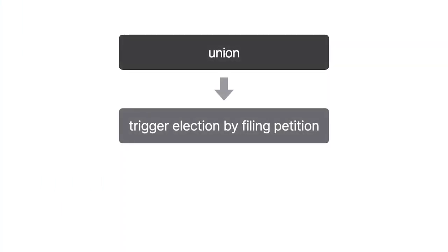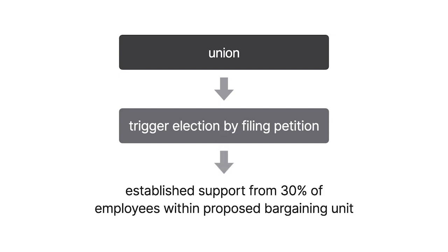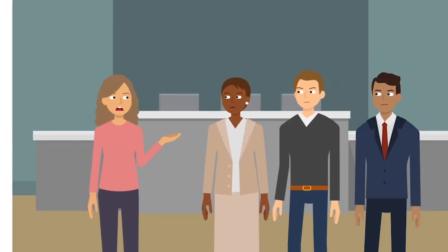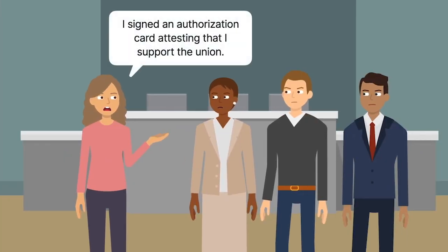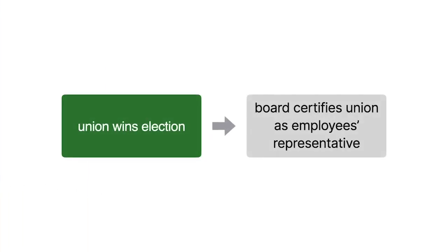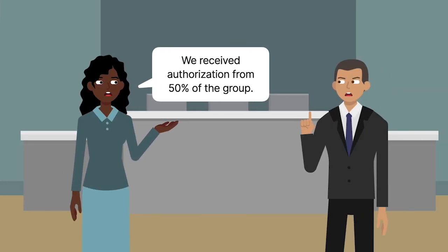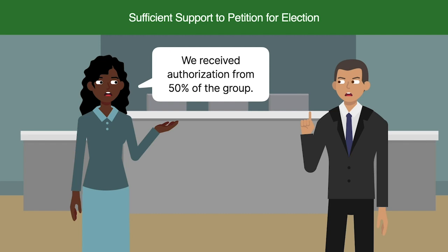The union here could trigger an election by filing a petition with the NLRB once it established support from at least 30% of employees within the proposed bargaining unit. Generally, employees show interest by signing authorization cards attesting that they support the union. If the union wins the election, then the board will certify the union as the employees' representative. The union in our example had sufficient support to petition for an election.